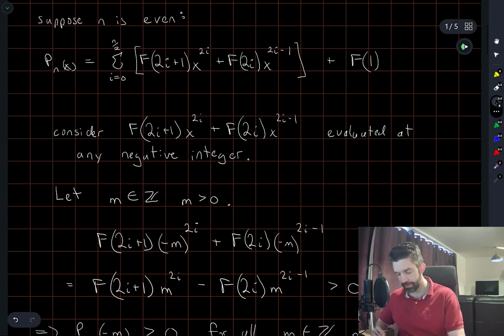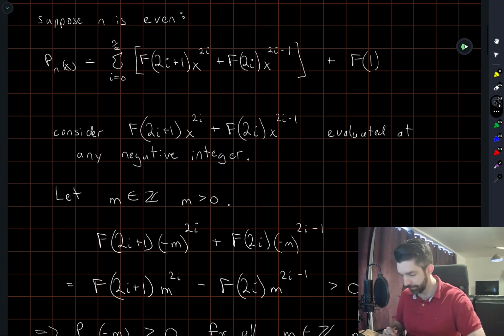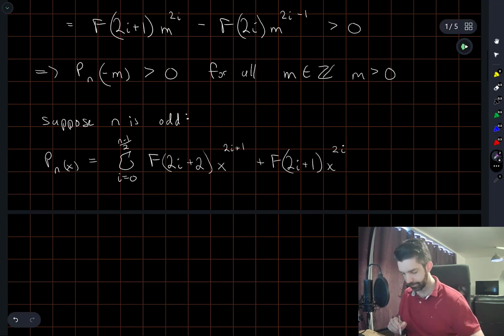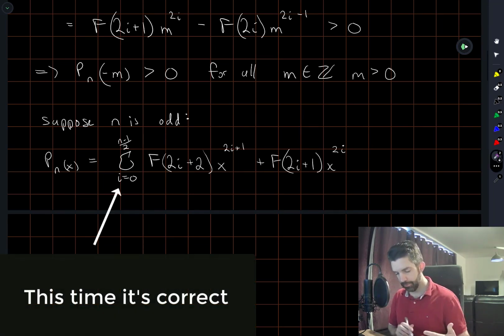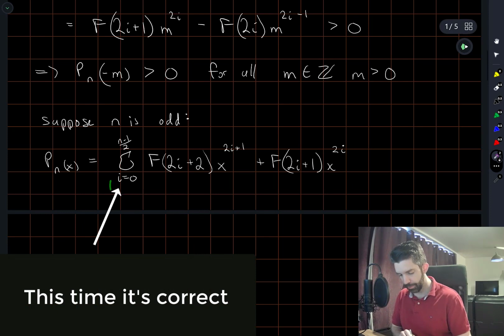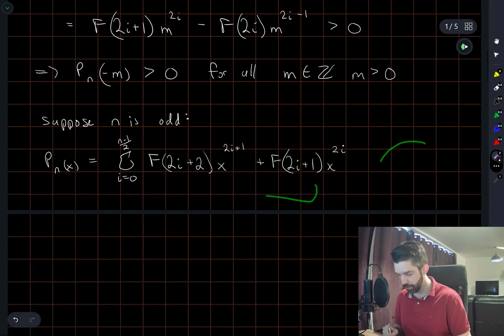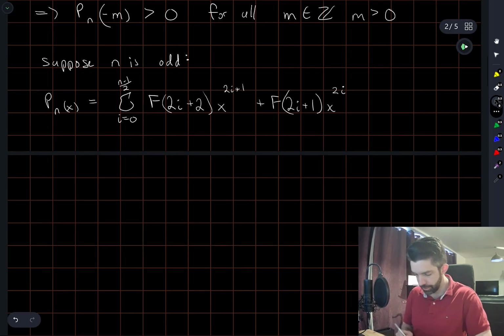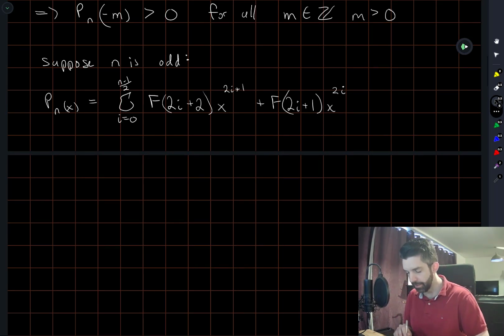So now I want to basically repeat the entire argument, but I want to consider when n is odd. Okay, so for odd values of n, the polynomial can be written like this. There is no leftover term now because the total number of terms in the polynomial will be even, so we can group them in pairs like this. And I again want to consider an individual one of the terms in this sum evaluated at any negative integer.